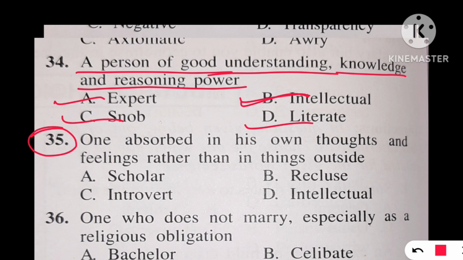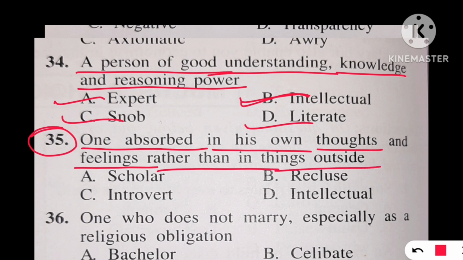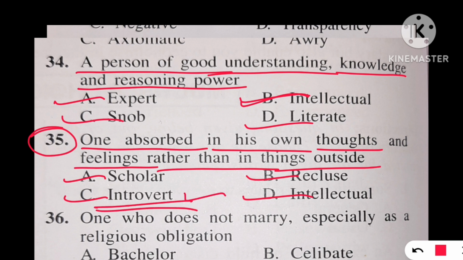Question number 35. One absorbed in his own thoughts and feelings rather than in things outside. They are called option A, scholar, option B, recluse, option C, introvert, and option D, intellectual. The correct answer is introvert. Introvert means the one who is not open, who is secretive.